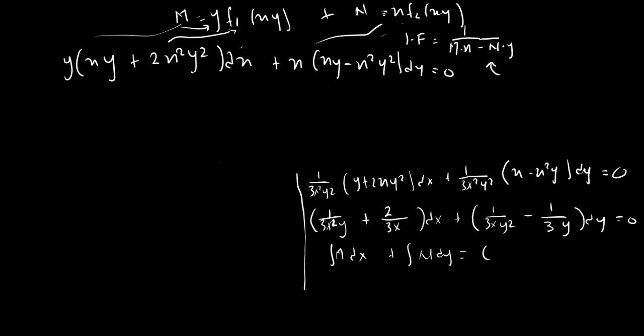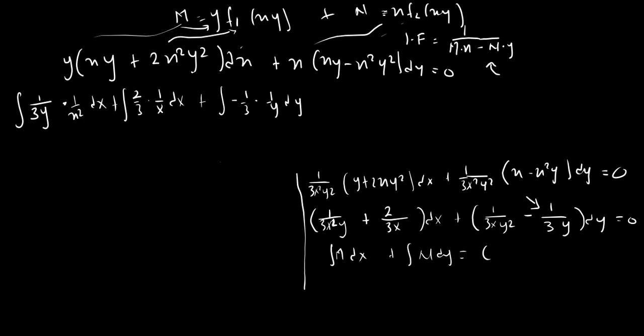Alright, so now for M, I'm going to rewrite this putting the constants on one side. Because we're integrating with respect to x, we're taking y to be a constant, multiplied by the integral of 1 over x squared dx, plus the integral of 2 over 3 times 1 over x dx, plus the integral of the only value of N that has only y, which is negative 1 over 3 times 1 over y dy, is equal to c.